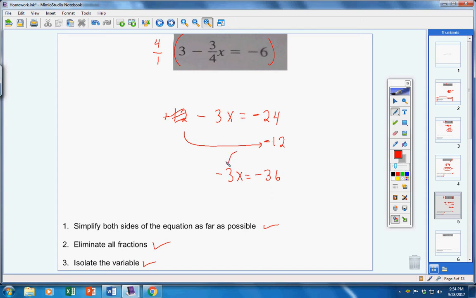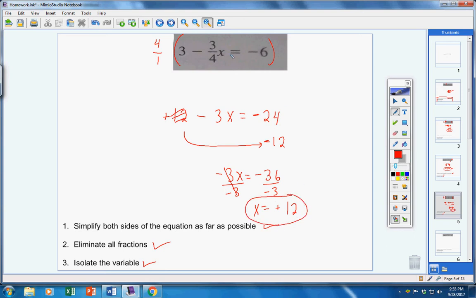Lastly, let's get rid of the negative 3. It's multiplying, so we're going to divide, the opposite of multiply. We're going to divide both sides by a negative 3. These cancel. A negative over a negative is positive. 36 over 3 is 12.